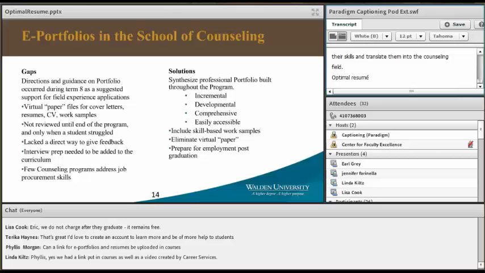It's very simple. It's a drag, drop, and click system. We're also able to eliminate our virtual paper, so attaching a resume or a cover letter to an email. Now, as you saw with the example, you can simply click on a link and see a website. Next slide, please.